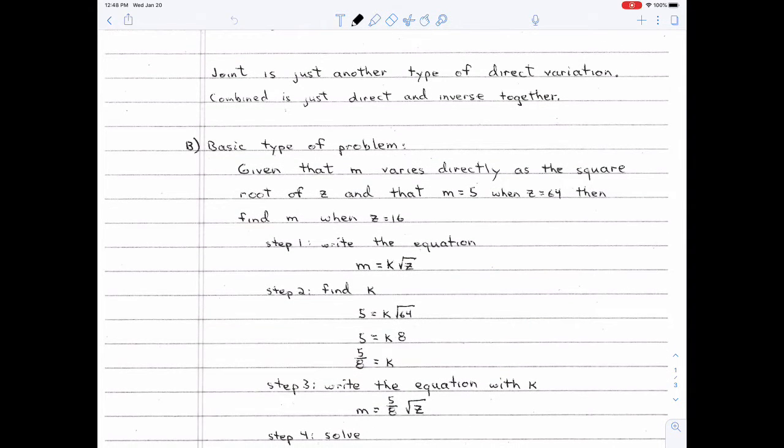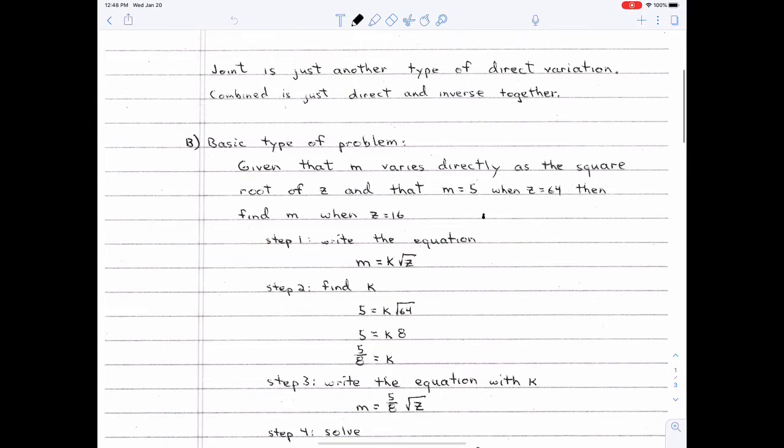So, given that m varies directly as the square root of z, how would you write that? I mean, it's written here for you, but think of it this way. M equals k, directly, so you're going to multiply by the square root of z. Okay, so m equals k times the square root of z: directly means you multiply.